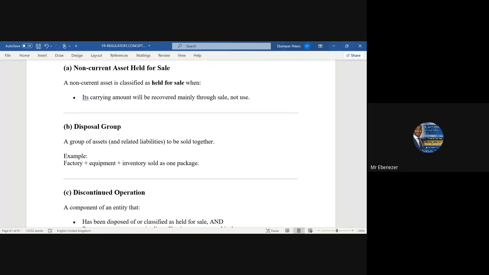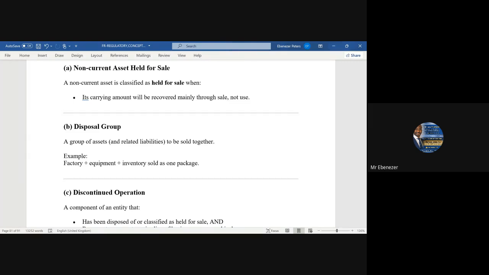Example, like I gave you, factory, equipment, and inventory are sold as one package instead of selling factory separately, equipment separately, inventory separately. Take for instance, if you want to buy a car, you will not buy the steering separately, you will not buy the seat separately, you will not buy the boot separately, you will not buy the tire separately, you buy them as one. That's what we call a disposal group. Take for instance, when they want to sell one of the shops, I won't mention the location in Nigeria, they did not in any way say, okay, we are selling one of the sections to this person, we are selling this section to that person. They sell the whole of the shop together, both the asset and the inventory. So that is what we call a disposal group.